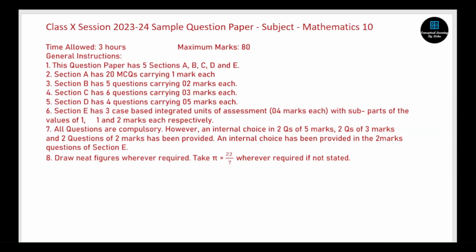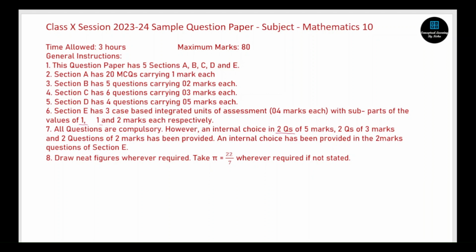So your exam paper instructions would look something like this. All right, so maximum marks 80, right? Time allowed is 3 hours and these are general instructions which I already covered, right? MCQ and all. In section E there are 3 case based integrated units, right? And there are sub questions which are 1 and 2 markers each. All right, all questions are compulsory, but internal choice will be there in question 2.